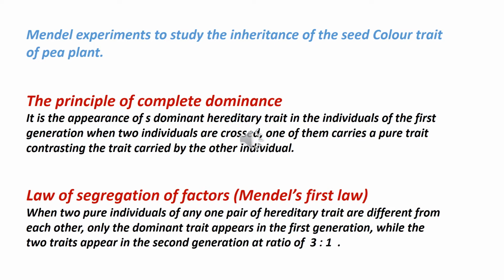Law of segregation of factors, Mendel's first law: when two pure individuals differ in any one pair of hereditary traits, only the dominant trait appears in the first generation, while the two traits appear in the second generation at a ratio of 3:1.